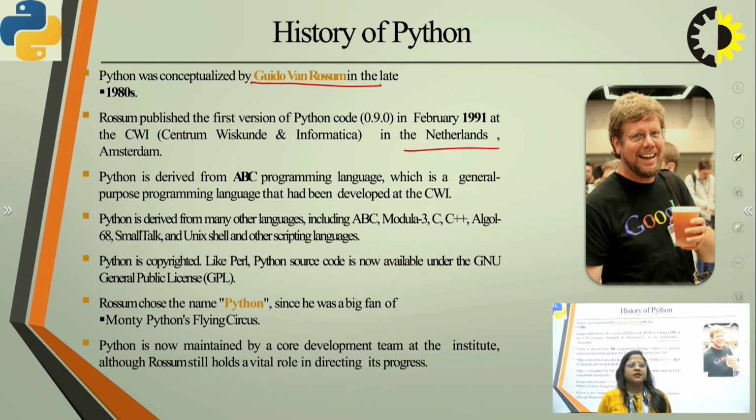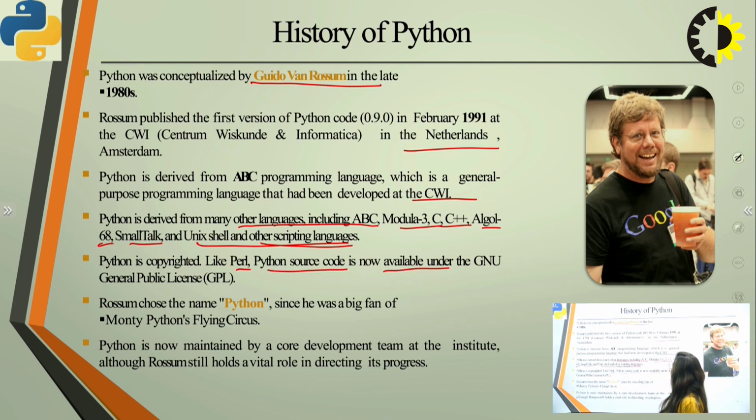Second, Python is derived from the ABC programming language, which is a general purpose programming language that was developed at CWI. Python is derived from many other languages including ABC, Modula, C, C++, Algol 68, Smalltalk and Unix shell and other scripting languages. That's why we call Python also a scripting language. Python is interpretive, so it is called an interpreted language. And Python is copyrighted, with source code available under the general public license.